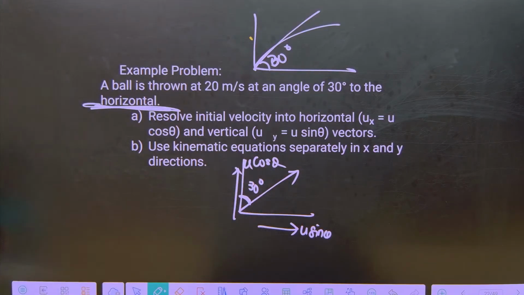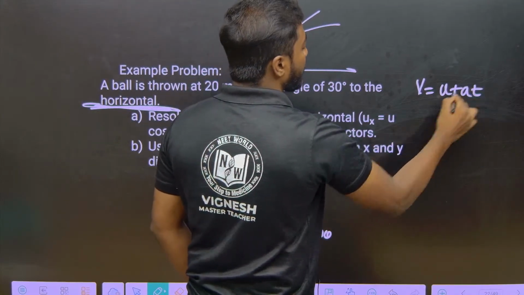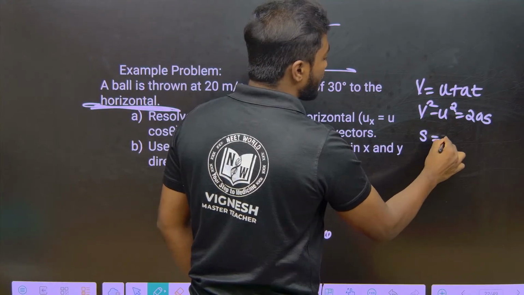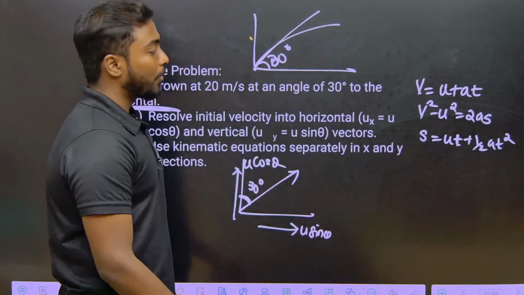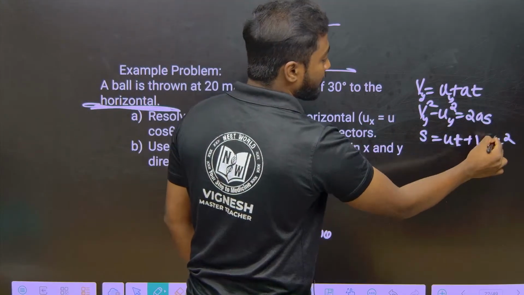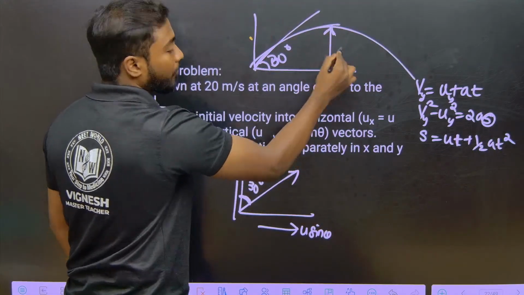So resolve the initial velocity into horizontal and vertical components, that is ux equals u cos theta, uy equals u sin theta. Use the kinematic equations separately in the x and y axis. What are the kinematic equations? v equals u plus at, v square minus u square equals 2as, and s equals ut plus half at square. In this case, I will consider this is uy and this is s, in the sense for maximum, this is the height for s.